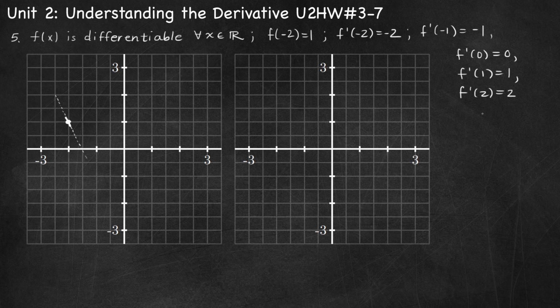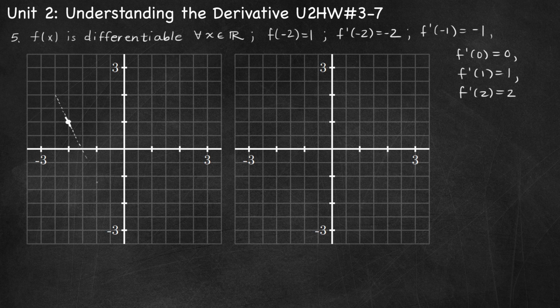Now the rest of the information we're given all has to do with the derivative. We're told that f prime of -1 equals -1, but we're not told what f of -1 equals. So I'm not sure, when x is -1, how high up or how far down to draw that point. We're not told that. So we're just going to have to decide that for ourselves. Again, we're drawing a possible graph of f.